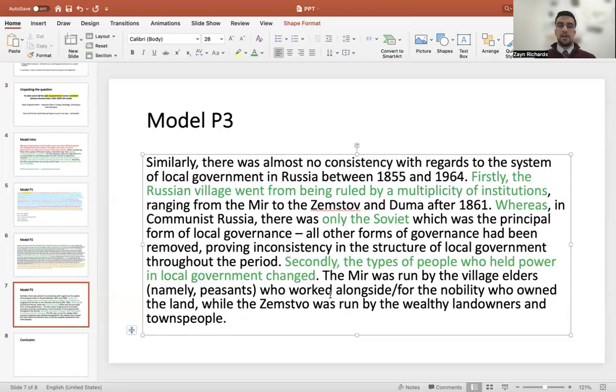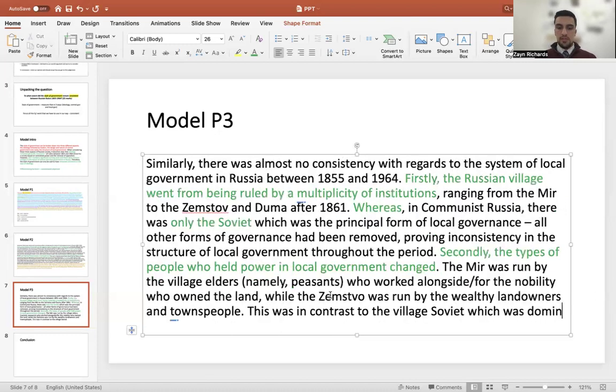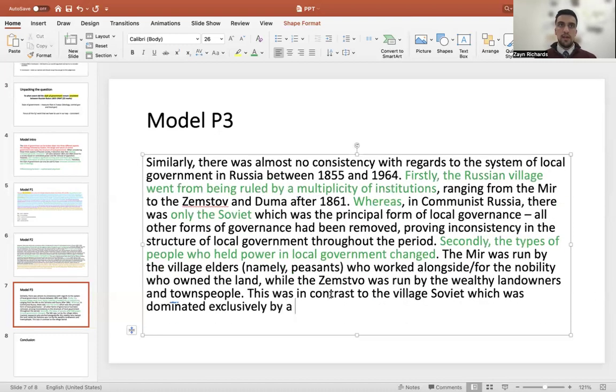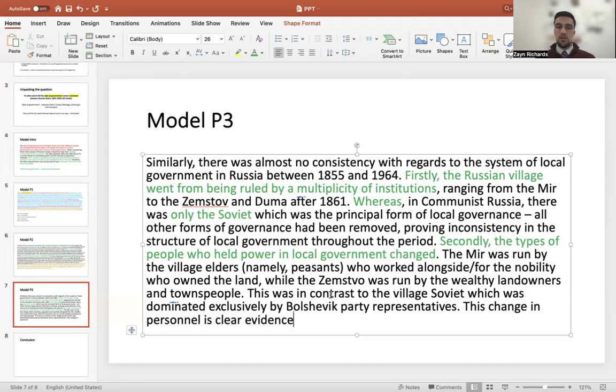I'm then going to say this was in contrast to the village Soviet, which was dominated exclusively by Bolshevik party representatives. This change in personnel is clear evidence of there being a lack of consistency in terms of local government.